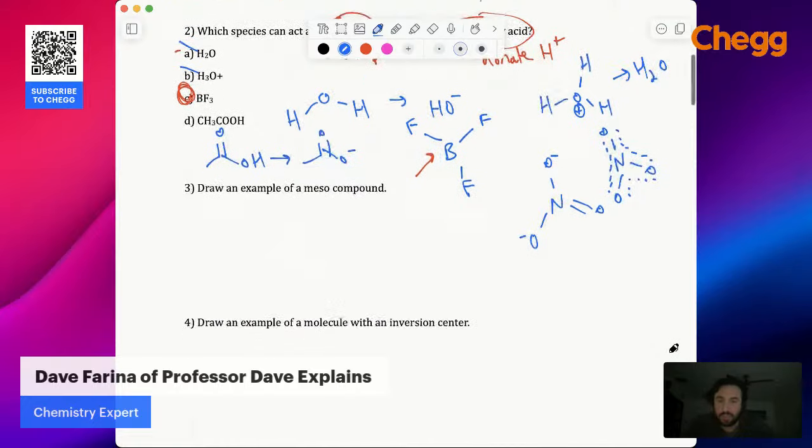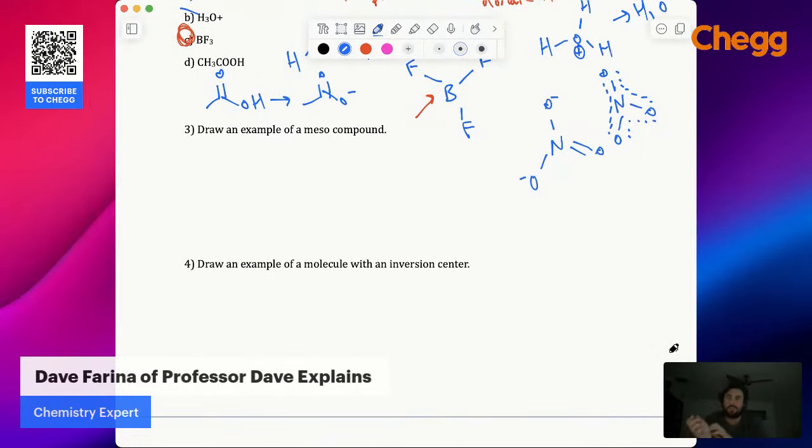So just to quickly review some of the stereoisomerism, draw an example of a meso compound. So this would be an example of a meso compound.